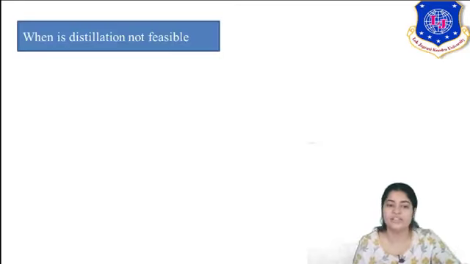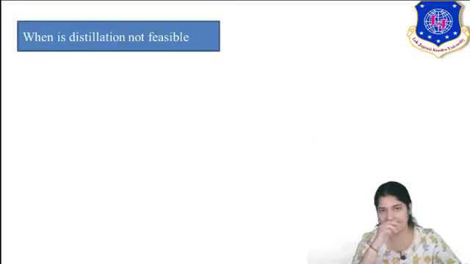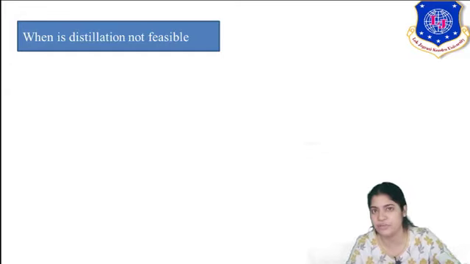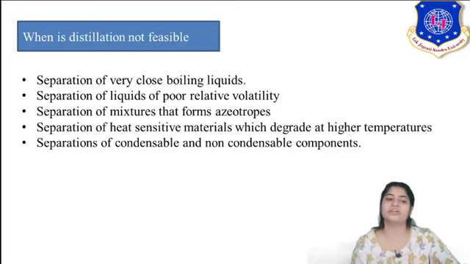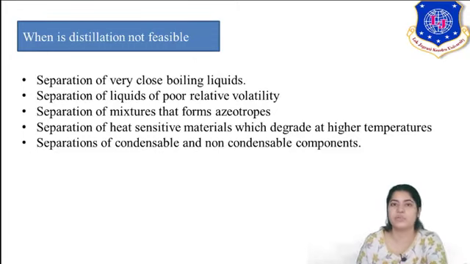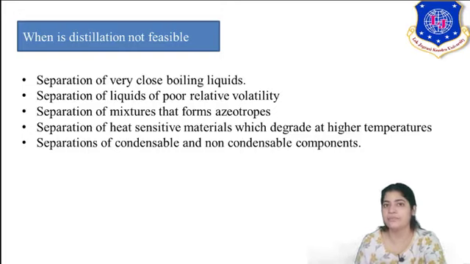Now, when is distillation not used? Not every time we can use the distillation method to carry out the separation. Sometimes this method is not feasible, and those are separation of very close boiling liquids. Suppose I have a mixture where the boiling point difference between two components is only 10 degrees Celsius. In that case, I won't get a high purity result, because these two components have very close boiling points, so in the vapor phase also another component can be present.